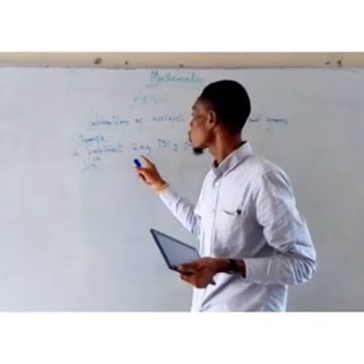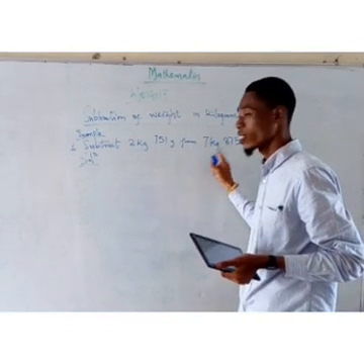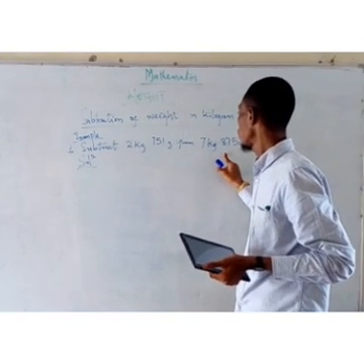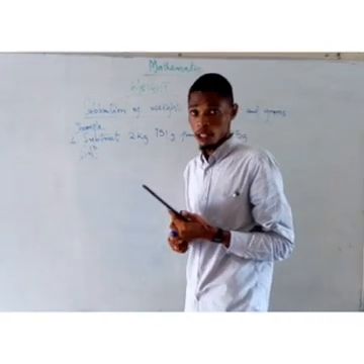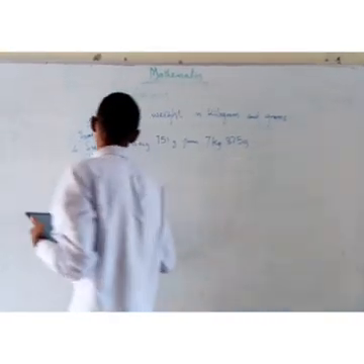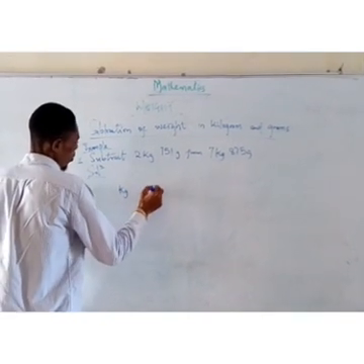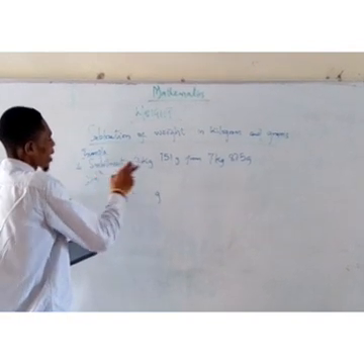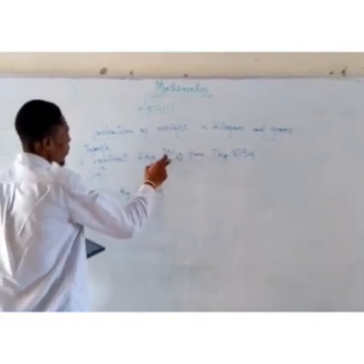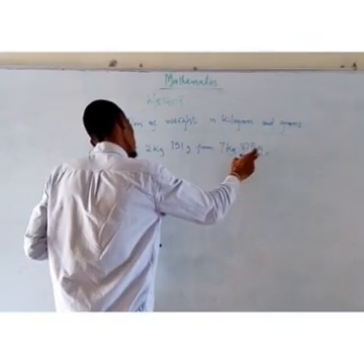It says subtract 2 kilogram 751 grams from 7 kilogram 875 grams. It is very simple. Now what you do here is the same thing we did for the other one. Get a section for your kilogram and a section for your grams. Now it says subtract 2 kilogram 751 grams from 7 kilogram 875 grams.